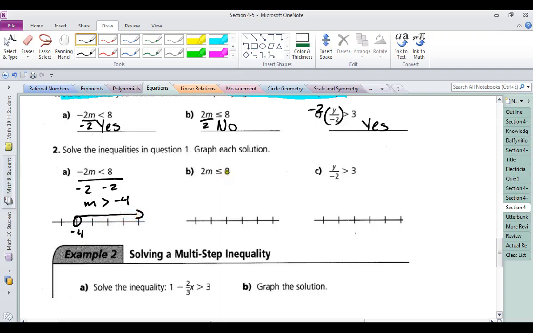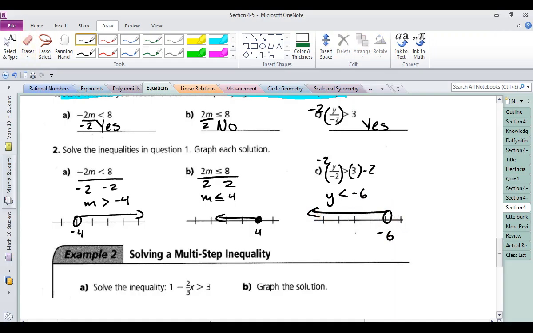What do I do here? Divide by positive 2. Does the sign change? No. So I go to 4, and I color it, and I follow the sign. What about this one? Negative 2, negative 2. Does the sign change? Yes. Negative 6, circle, line. Everybody good?